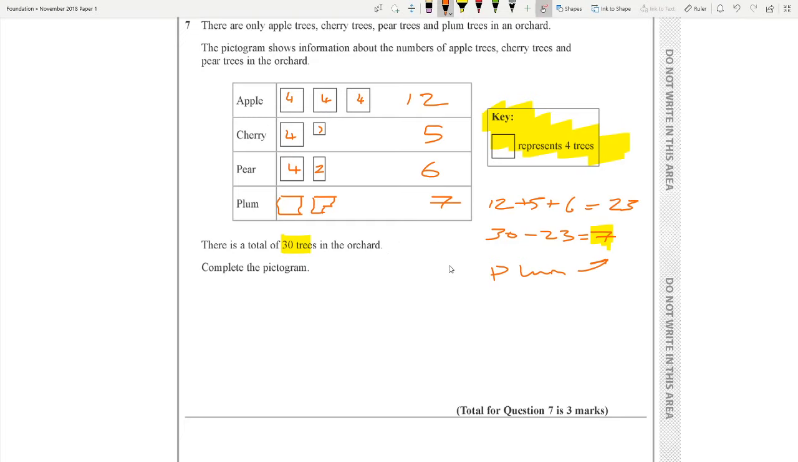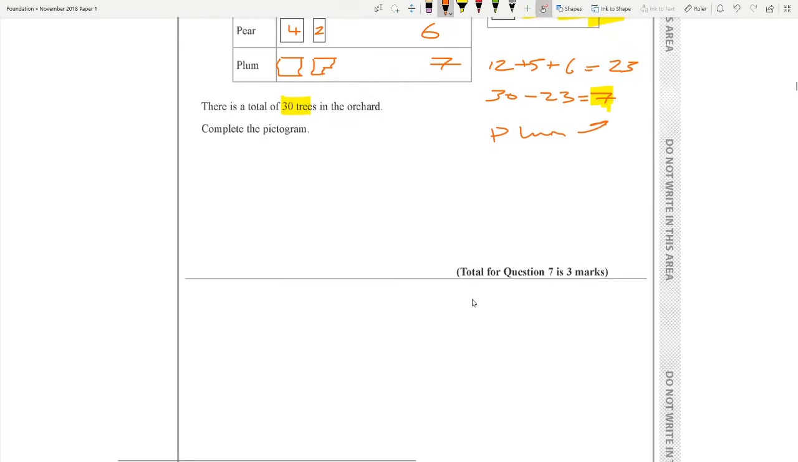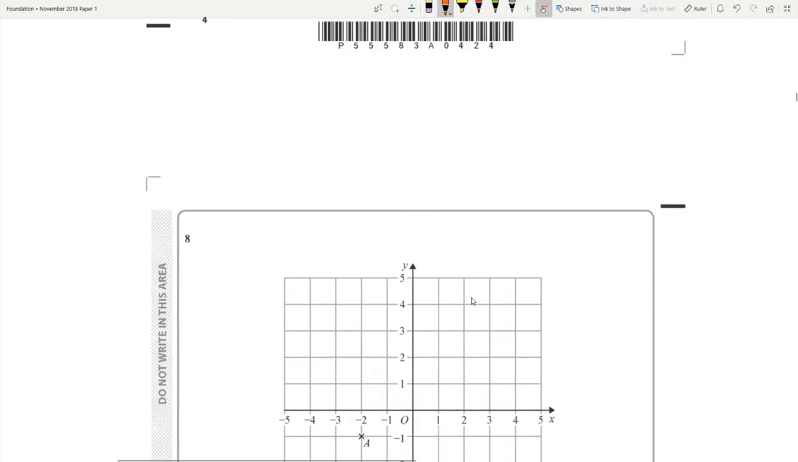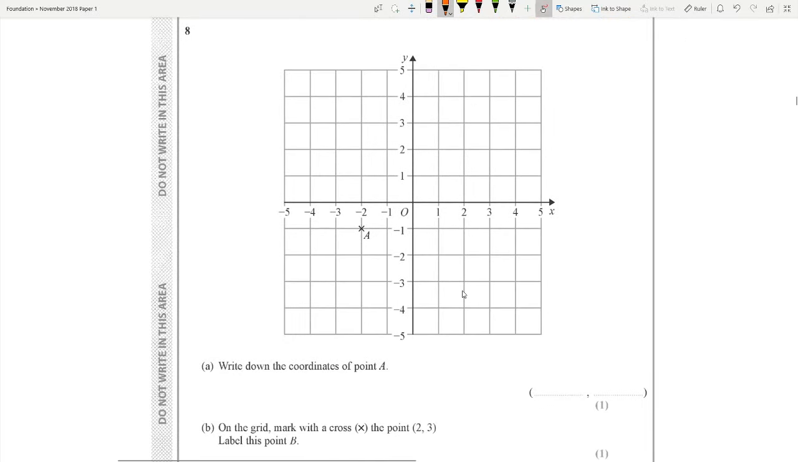Moving on. Question number 8. So we've got coordinates here. Write down the coordinates of point A. So with coordinates, remember, you always write down the x coordinate first, followed by the y coordinate. So along the x-axis, this is -2. Down the y-axis, it's -1. So the coordinate is -2, -1.